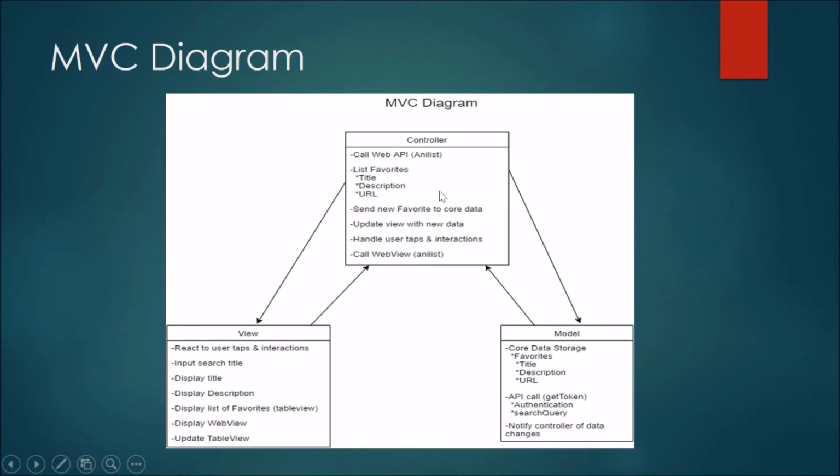We'll also have the controller calling the web API. Here we'll have an API call in our function getToken. So we'll authenticate and get a token in order to access the API. We'll be able to use a search query in order to search. It will notify the controller of data changes. And so the controller just manages the things between both of them.